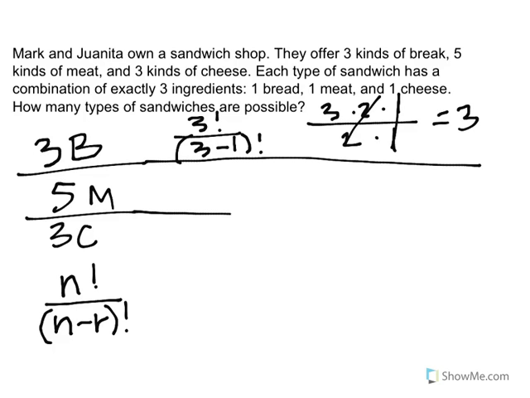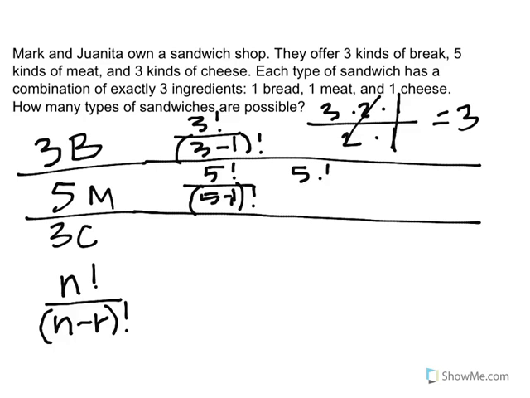The next one is the 5 meat. We plug the 5 in for n this time. The r is still going to be 1 because we can only choose one type of meat. So we have 5 factorial over 5 minus 1 factorial. That gives us 5 times 4 times 3 times 2 times 1 over 5 minus 1, which is 4. 4 factorial is 4 times 3 times 2 times 1. Again, those cancel out. That leaves us with 5.